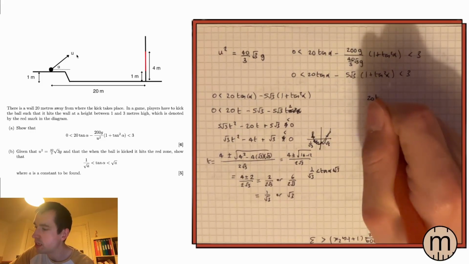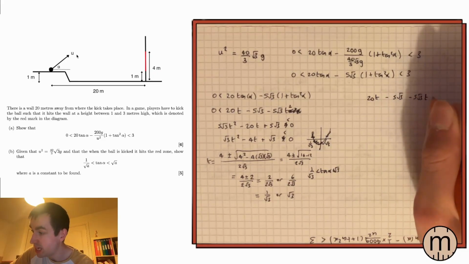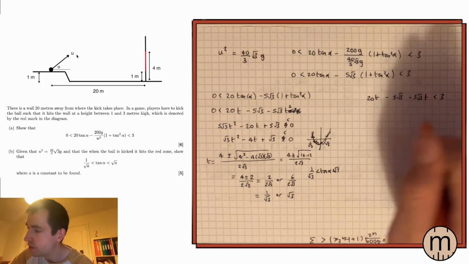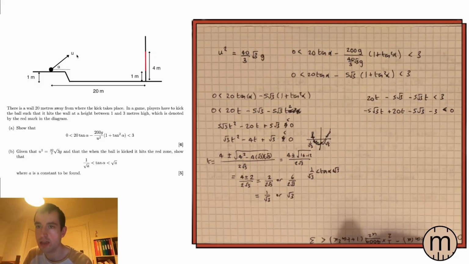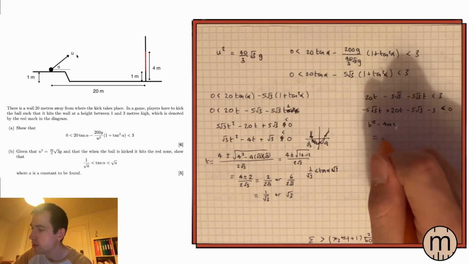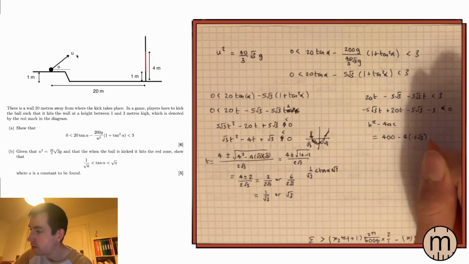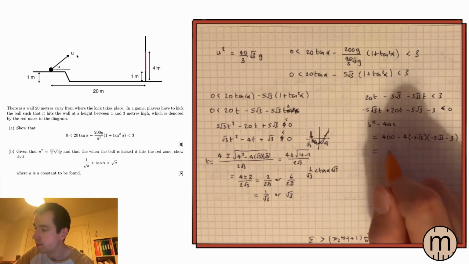If 20t minus 5 root 3 minus 5 root 3t is less than 3, what happens in that situation? Well, let's bring over the 3, making sure to get the correct inequality sign. Now what we can do is think about b squared minus 4ac. The discriminant, we're going to get 400 minus 4 times minus 5 root 3 times minus 5 root 3 minus 3, and I'm not going to work that out.